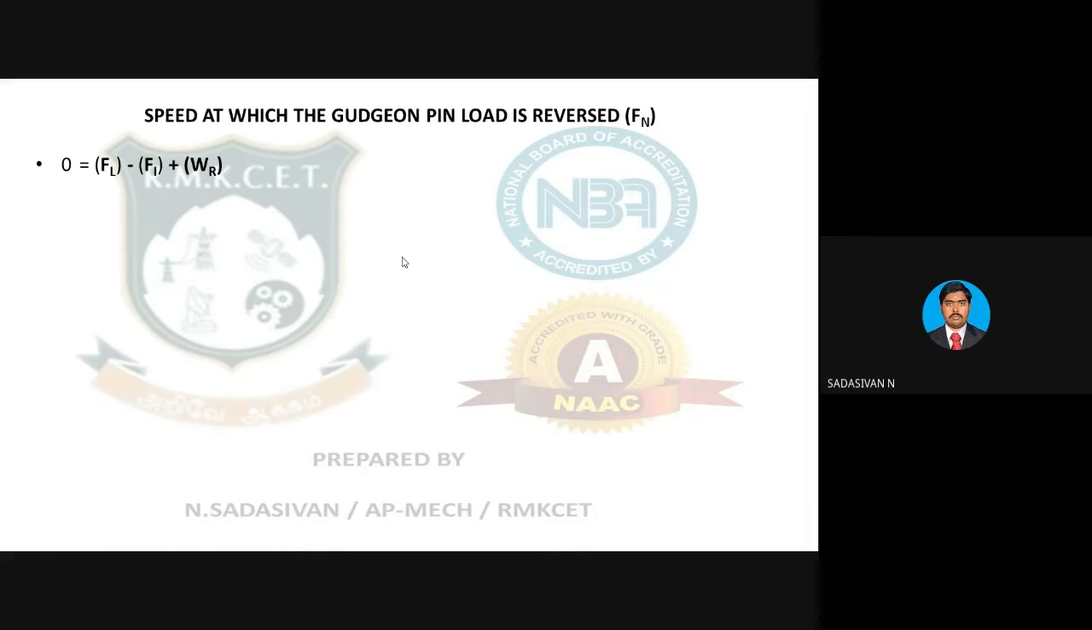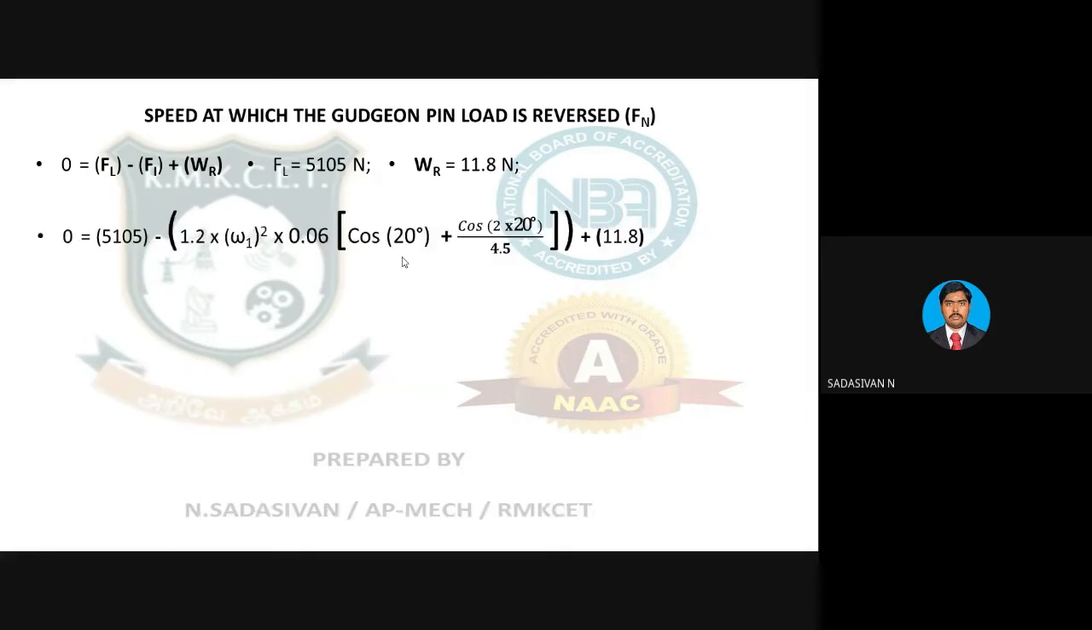0 equal to FL minus Fi plus WR. FL is 5105. Fi is going to have the omega, so don't put the Fi value directly. WR is 11.8. For the term which contains omega, substitute the inertia formula itself straight away, and in that, except omega, write all the other values directly and solve for omega. So 5105 is FL, this entire thing is Fi, and in that I am going to replace omega with omega 1 and solve for omega 1.